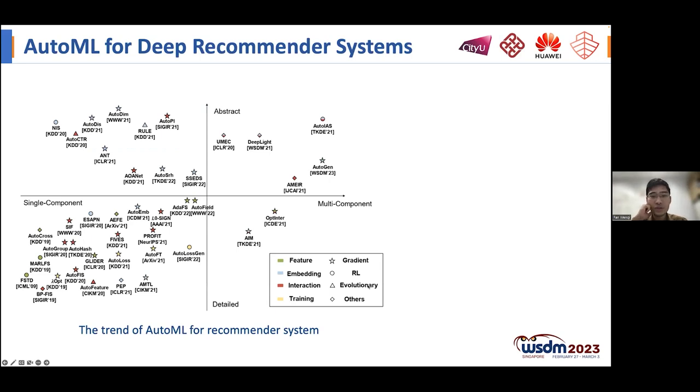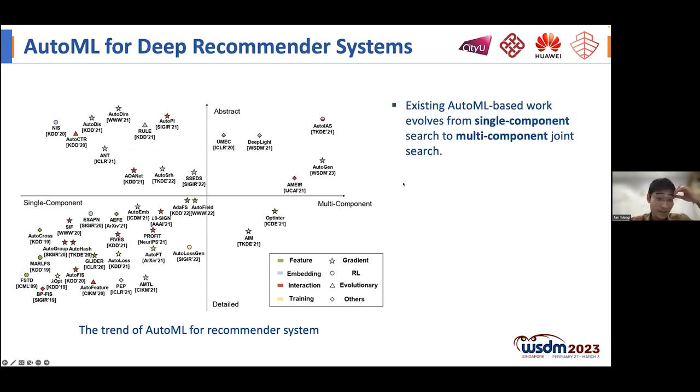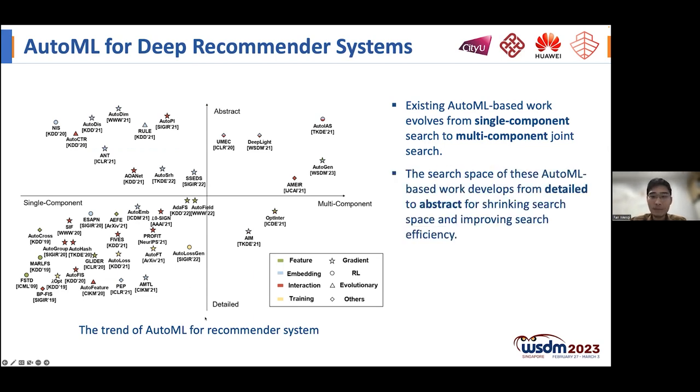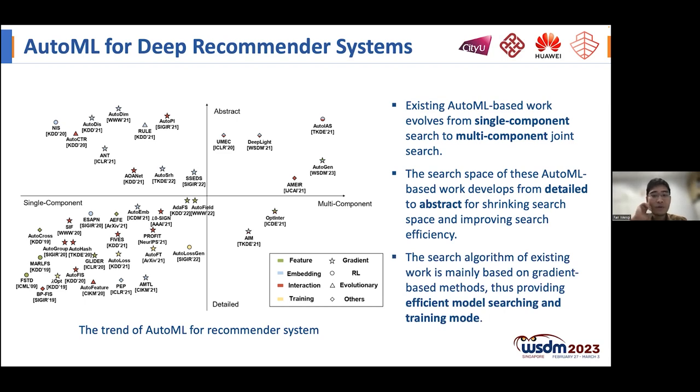This slide shows the main trends of most existing AutoML-enhanced recommendations. As we can see, most existing AutoML-based works are developed from single components to multiple component joint search. At the same time, the search space of these AutoML-based works develops from the details to the abstract for reducing search space and improving search efficiency. In addition, most existing search algorithms are mainly based on gradient-based methods. It can provide efficient model search and training.